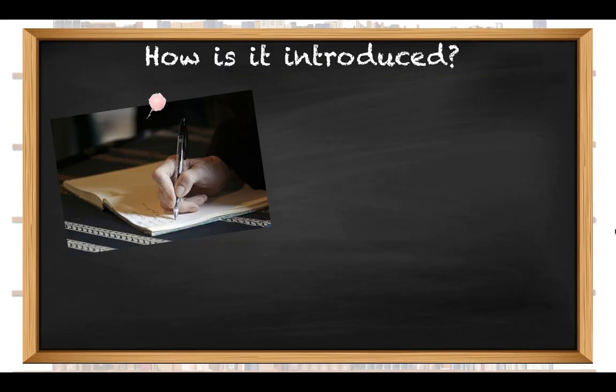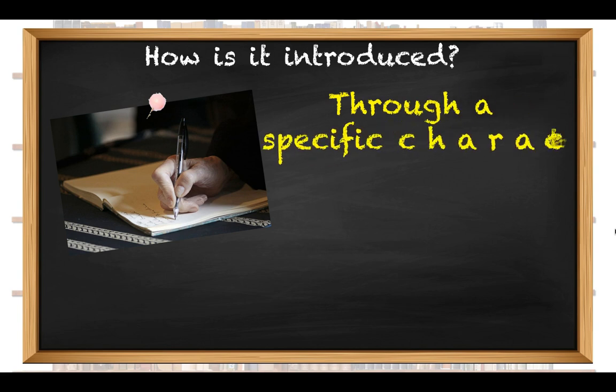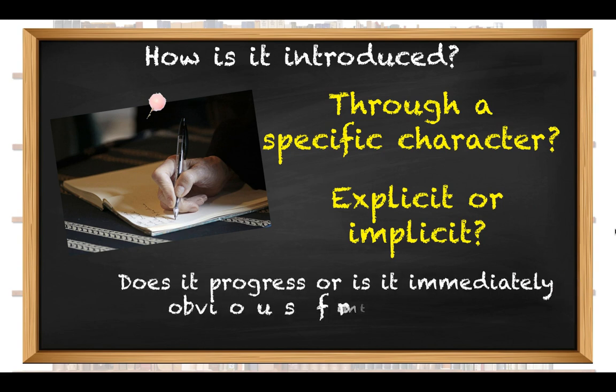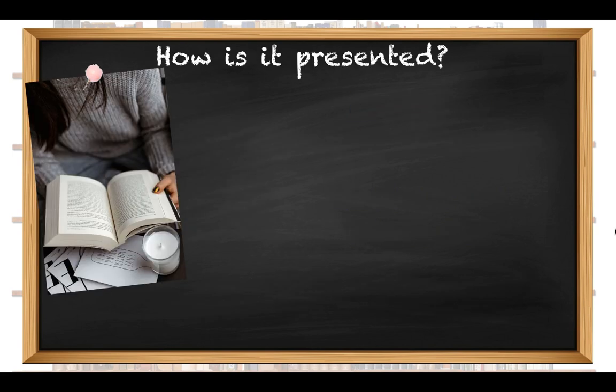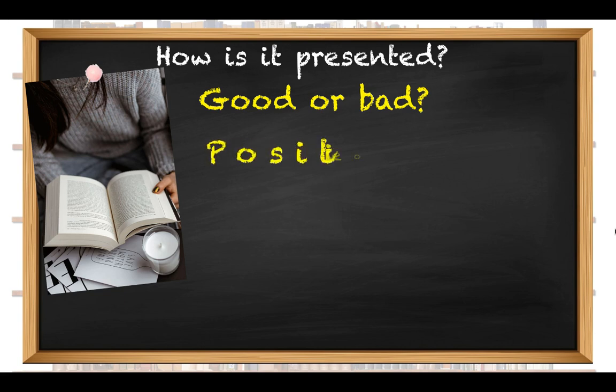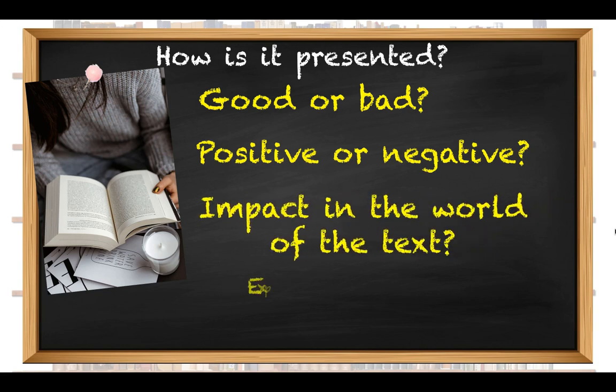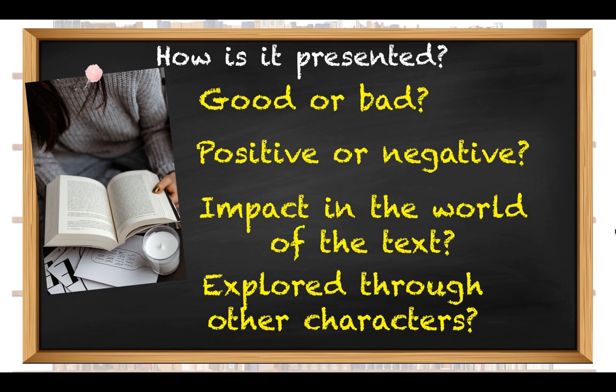So how is the theme introduced? Is the theme shown or explored through a specific character? Is it explicit, open and on the surface, or implicit? Is it hidden away? Is it something that develops as the text progresses, or is it immediately obvious right from the beginning? And how is it presented to the reader? Is it being shown in a particular way? Is it being shown as good or bad, positive or negative? What sort of an impact is it having on the world of the text? And how is it explored through other characters?